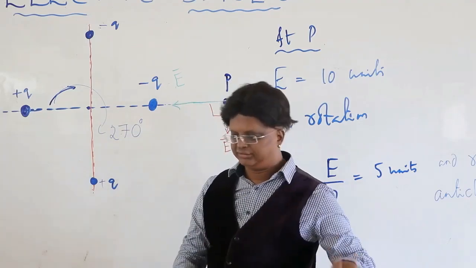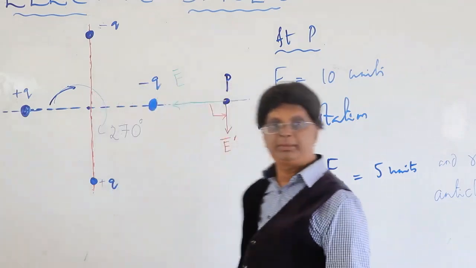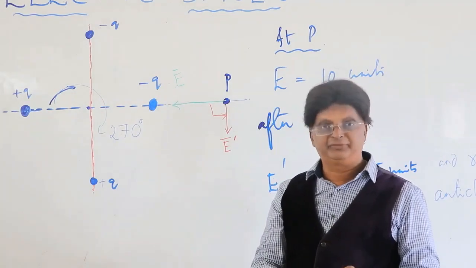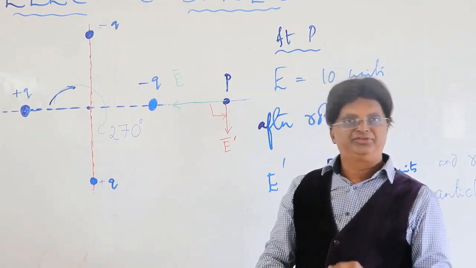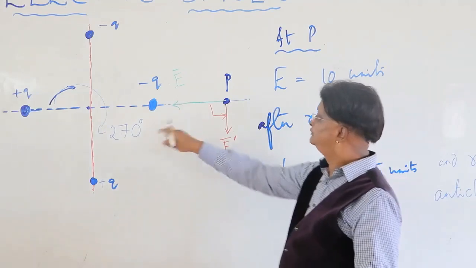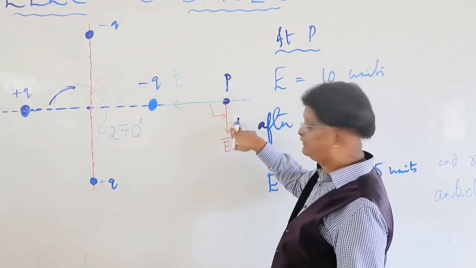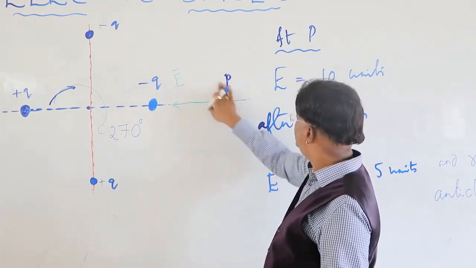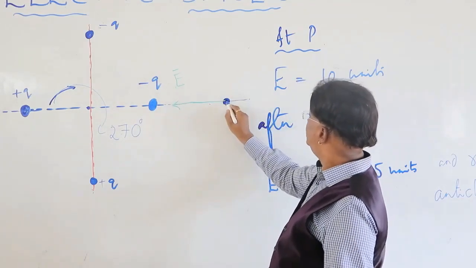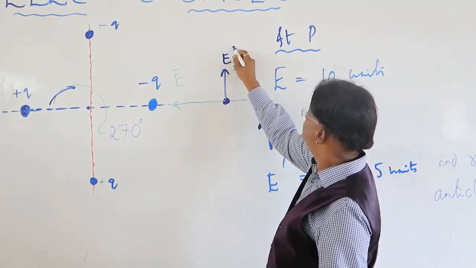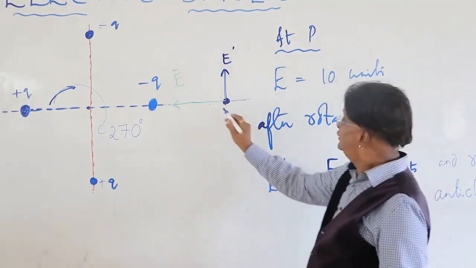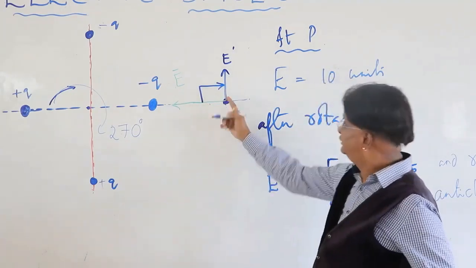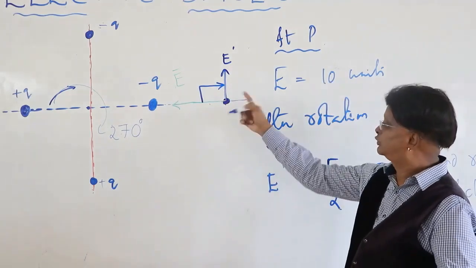For the 270 degree rotation, what happens? Again P remains an equatorial point, but what is the difference that you get? Yes, you will find a change in the vector. Earlier, from plus Q to minus Q, you had taken this vector downward. Now you see positive charge and negative charge. Therefore now at the point P, the new vector I will write as E dash. Then you will find this rotation is 90 degrees of course, but clockwise.